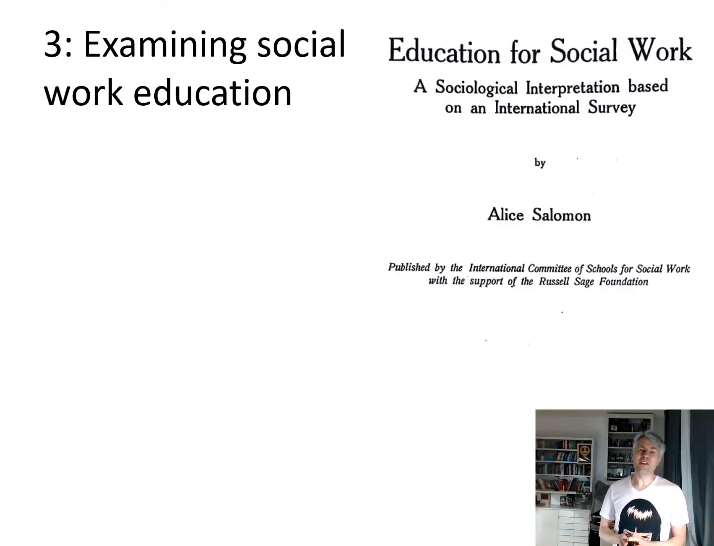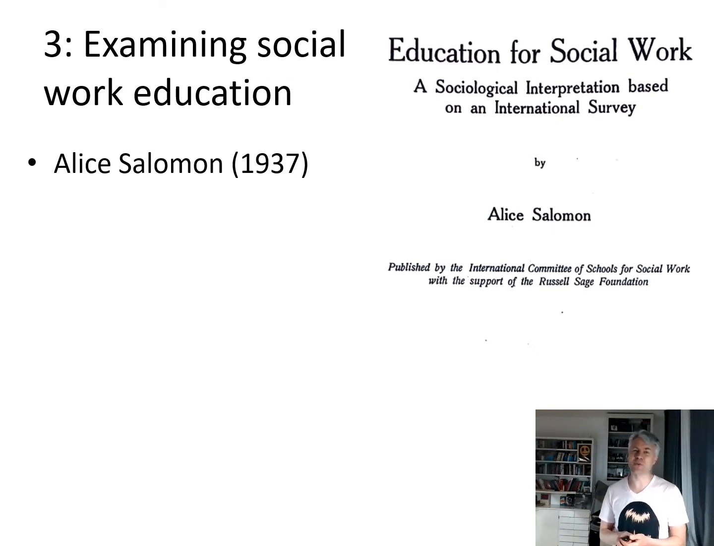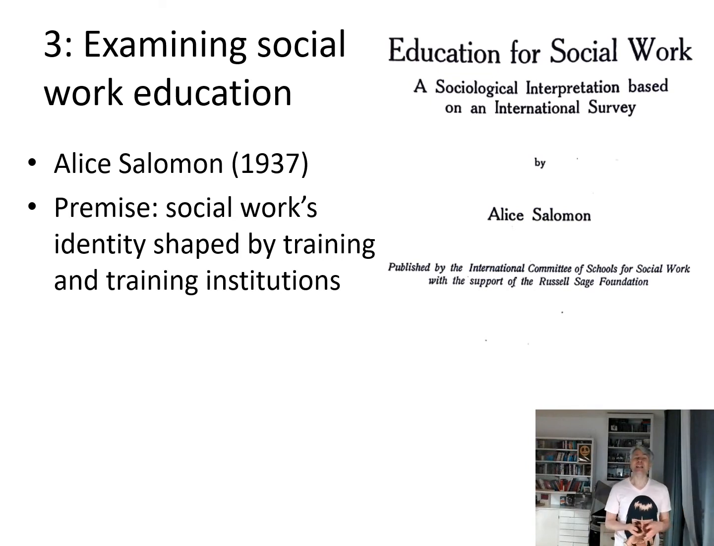Let's move on. My third category, let's zoom in on social work education. And this is actually a point I mentioned in a previous video. The case example I'd like to give here is Alice Salomon's study. Look at this in the top right, you can see it. Education for Social Work, a Sociological Interpretation based on an international survey. And this was published in 1937 by Salomon, a German, in the English language because she was financed by the Russell Sage Foundation. The premise is really interesting.